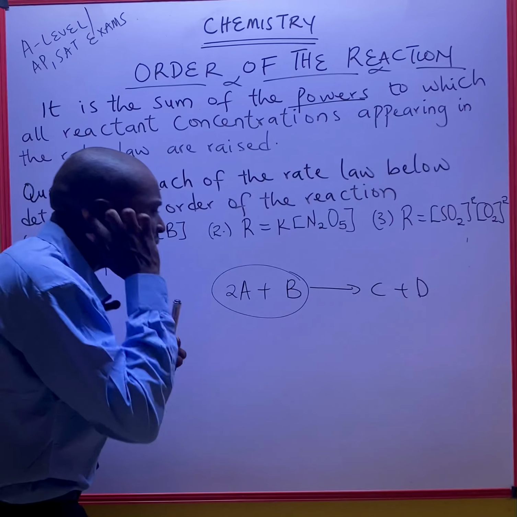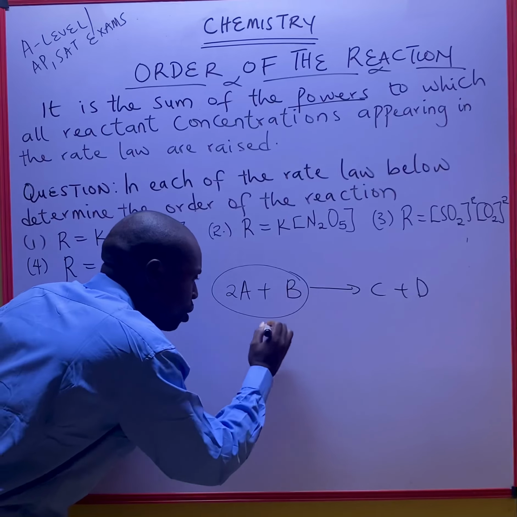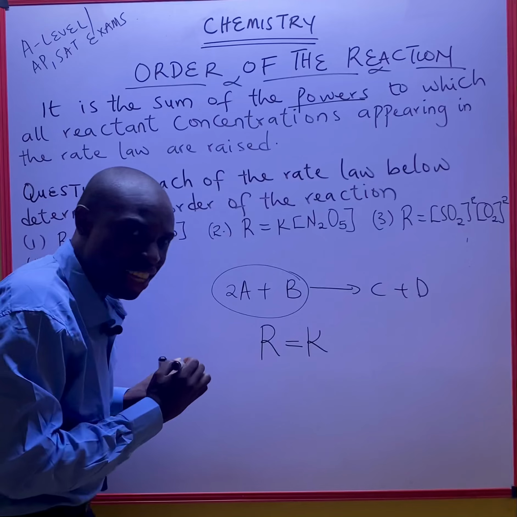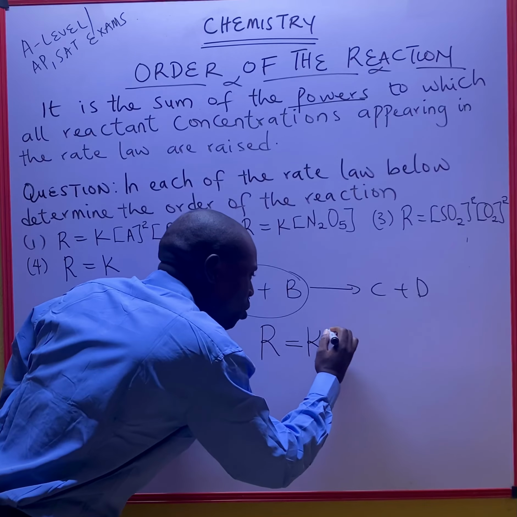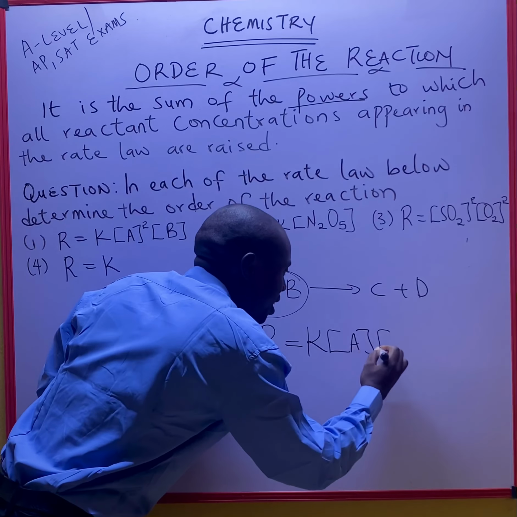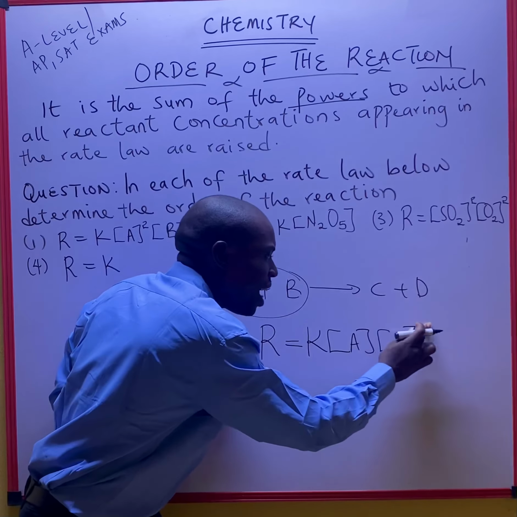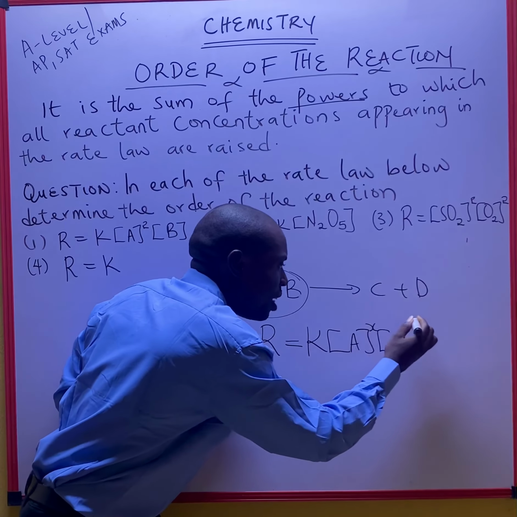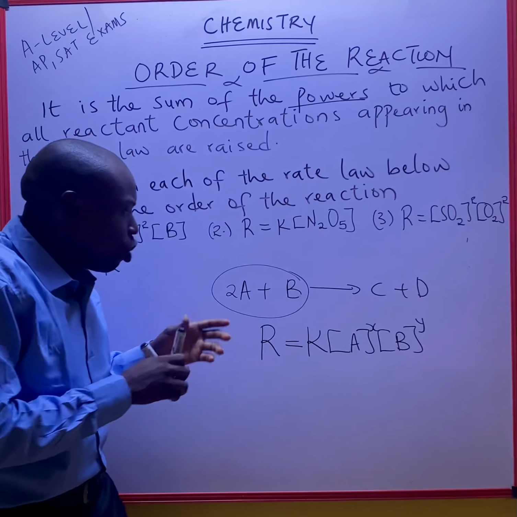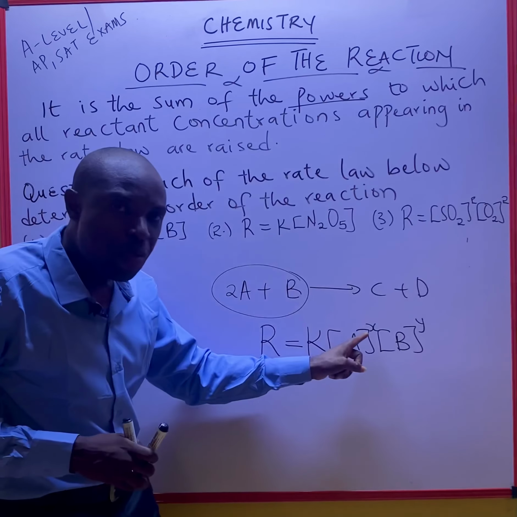Now, if I'm to write the rate of this reaction, be very careful. The rate of this reaction is equal to the rate constant K with the concentration of the reactant, here is A and here is B. Now, the powers here is X and here is Y. Do not be confused. The power of A cannot be 2.